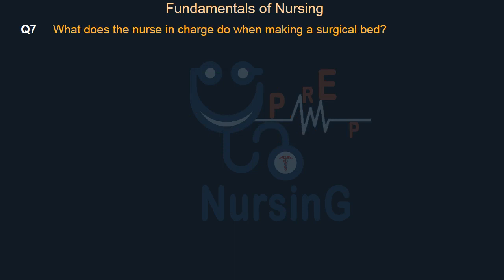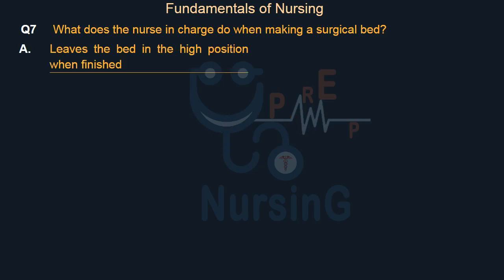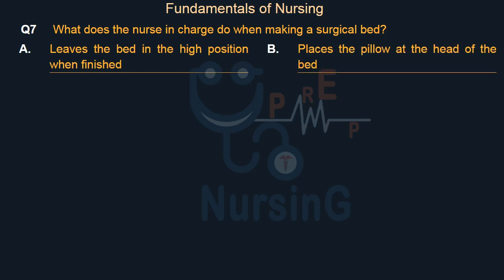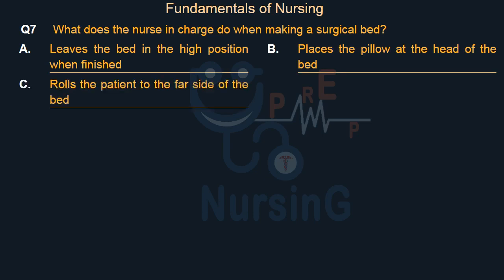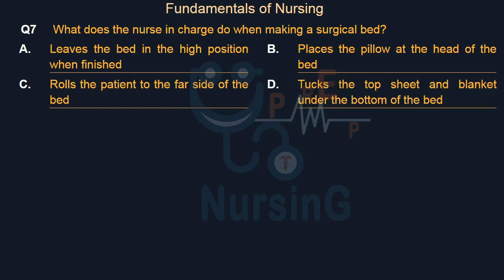What does the nurse in charge do when making a surgical bed? Option A. Leaves the bed in the high position when finished. Option B. Places the pillow at the head of the bed. Option C. Rolls the patient to the far side of the bed. Option D. Tucks the top sheet and blanket under the bottom of the bed.